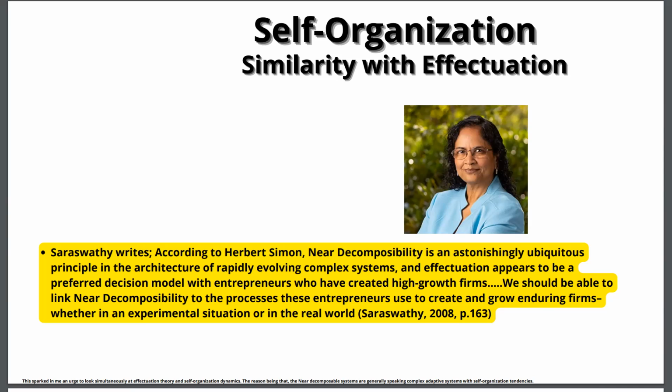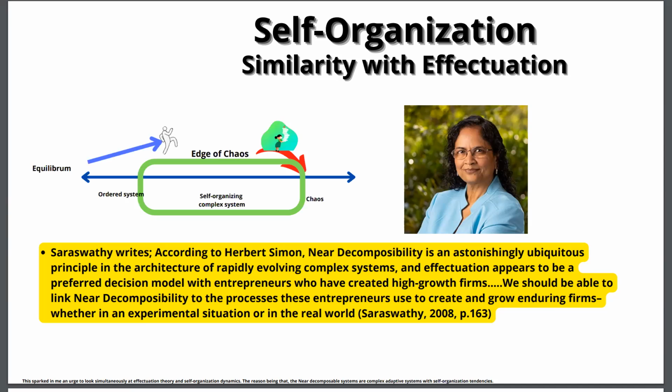The reason being that near decomposable systems are, generally speaking, complex adaptive systems with self-organization tendencies. What near decomposability means is that it is a far from equilibrium system. It runs away from equilibrium. Equilibrium is death. It operates at the edge of chaos too. So it is a far from equilibrium, edge of chaos system. So, a middle zone system.